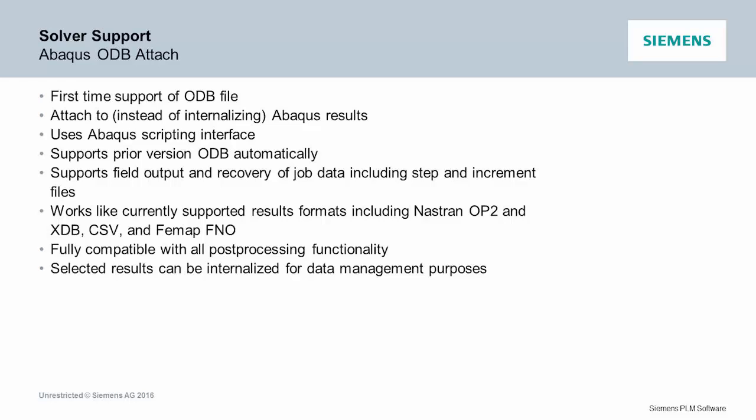If you've got an old Abaqus ODB file, when you go to attach and use their libraries to access it, their tool automatically knows what version it is. It gives you back the right results. So just like using OP2s and XDBs and attaching, you now just pick an Abaqus ODB file and we attach to it, pull everything out of there when it's needed, and then if you want to internalize it, same tool. You can say bring it into the Femap database permanently if you want to.